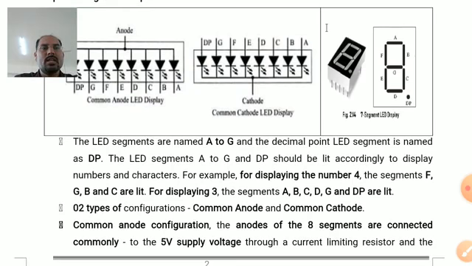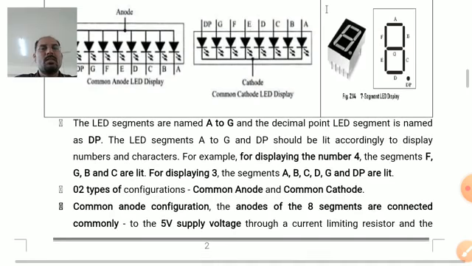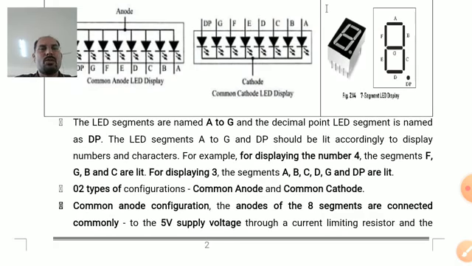Similarly, if I want to display the number 3, then I have to turn on A, B, C, D and G. Similarly, any number from 0 to 9 can be displayed by turning on the corresponding LED segments.